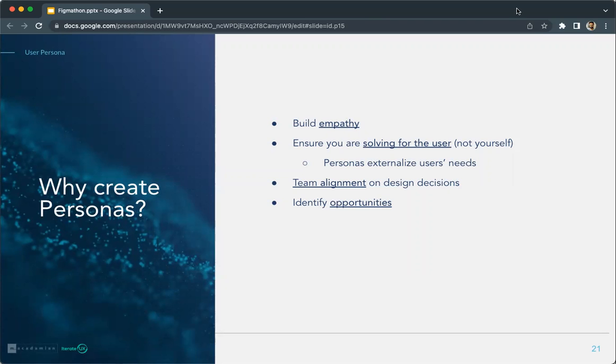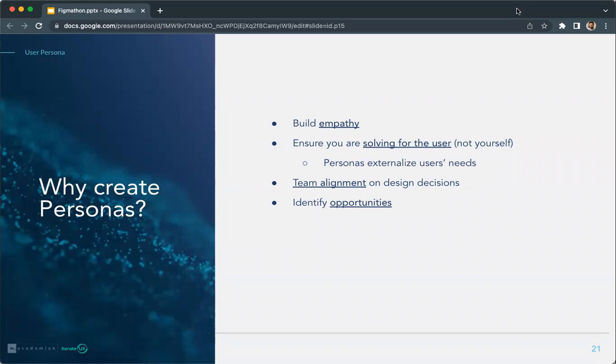Sorry. So why do we create user personas? The first thing is that we are not our users. So we need to have some sort of empathy and understanding of what their experiences look like at the moment. And having a persona, creating this character, allows us to put ourselves in the user's shoes and then design from that mindset or point of view. And what this does is ensure that you're solving for the user and not yourself, because generally what we tend to do is we solve for ourselves, not the users.